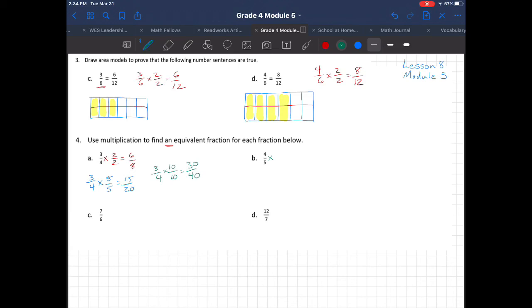So 4/5, let's see, I'm going to do 100 over 100. Not that you have to, anything you want, as long as these two are the same. And your multiplication turns out right. 400/500 is equivalent. Let's see, what if I did 4/5 times 8 over 8? That would give me 32/40, still equivalent. Kind of weird to think that 400/500 is equivalent to 32/40.